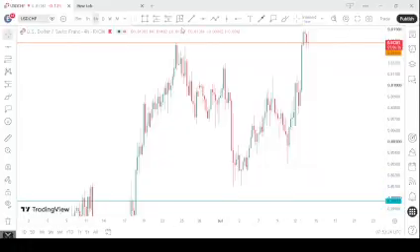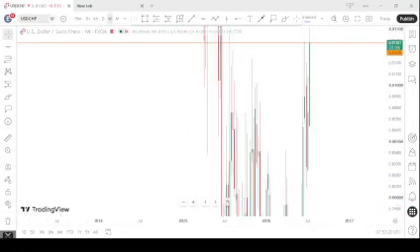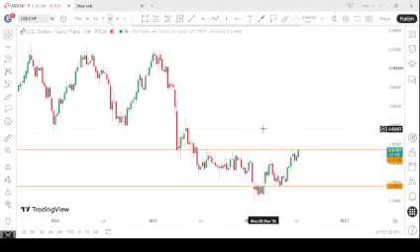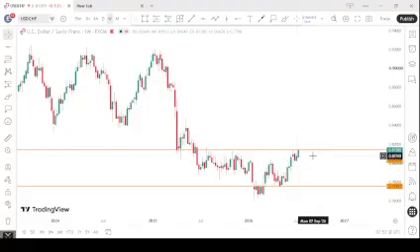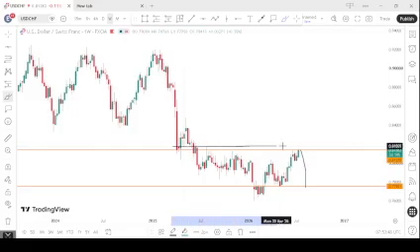Okay, let me re-explain everything. On the weekly, I have my weekly supply and my weekly demand. The market has moved from a demand zone all the way to a supply, and this is a very strong supply zone. So I'm going to be selling USD CHF all the way to the downside because this is a very strong supply zone. That's all. Now let's go to the daily.